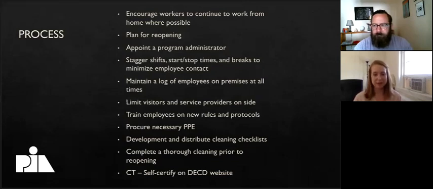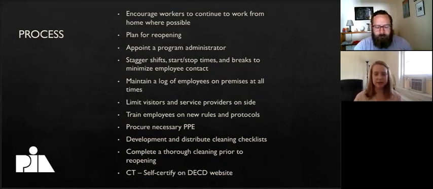Plan for the reopening by appointing a program administrator, someone who can make sure that the bathrooms are clean, all of this is being implemented. Just your point person, where you can hand them the guide and they will be responsible for ensuring that it's actually adhered to.